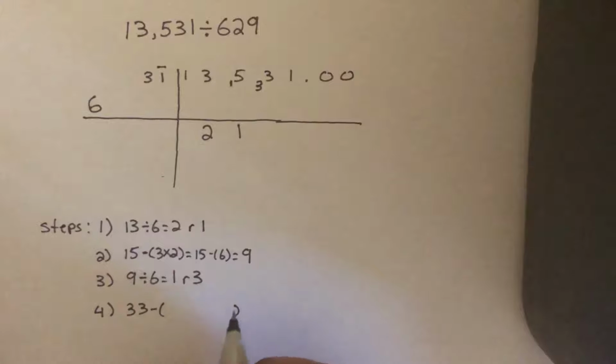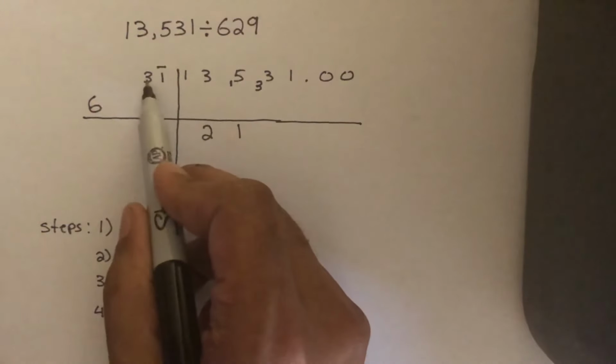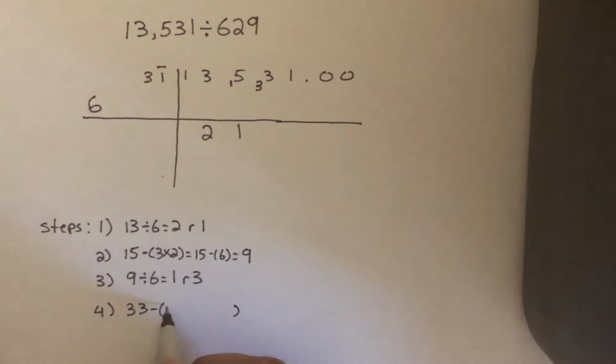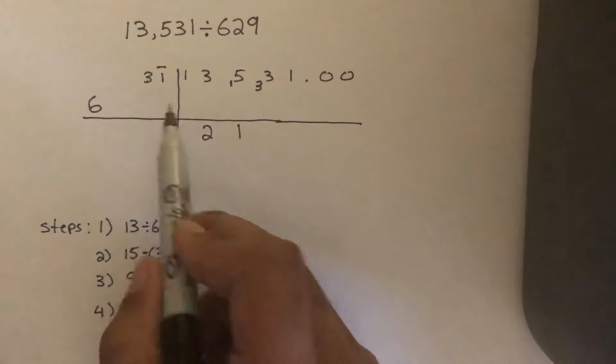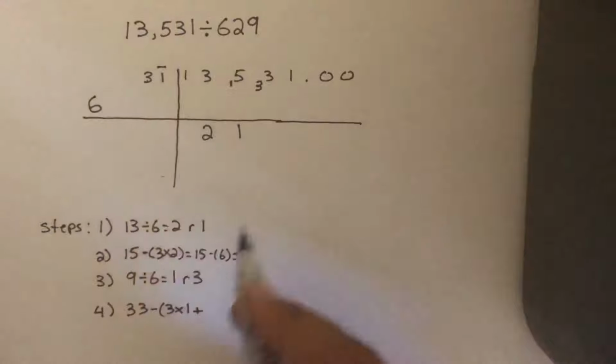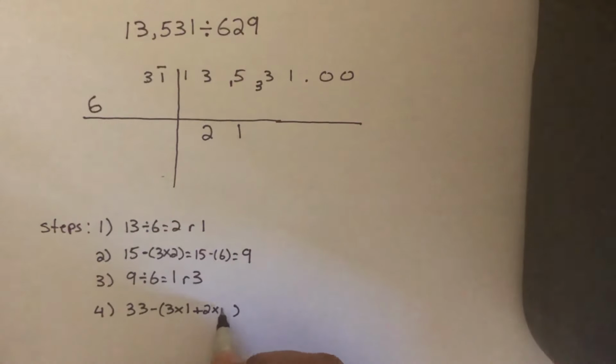So let's be careful here. I first start with the left right. So 3 times 1, I'm going to write it out. Then I do plus this times this. So 2 times negative 1. Okay?